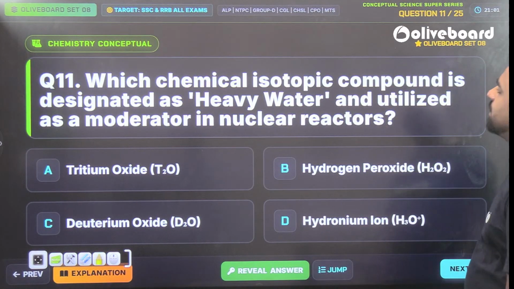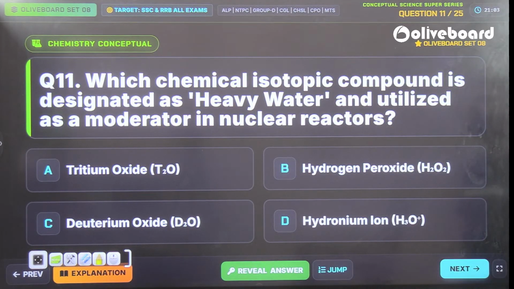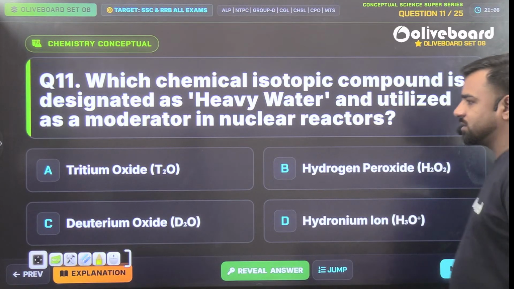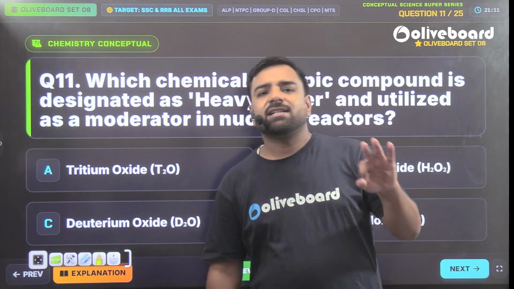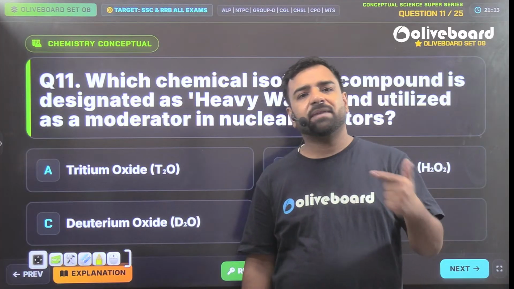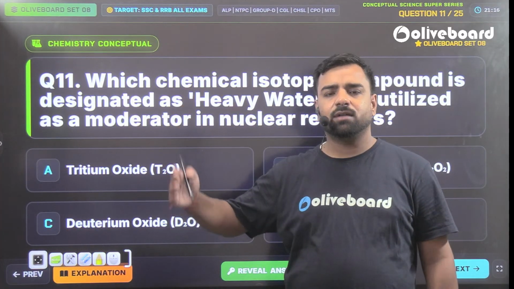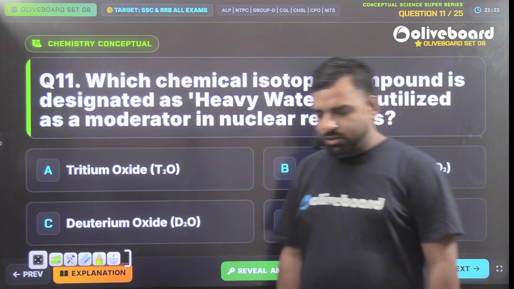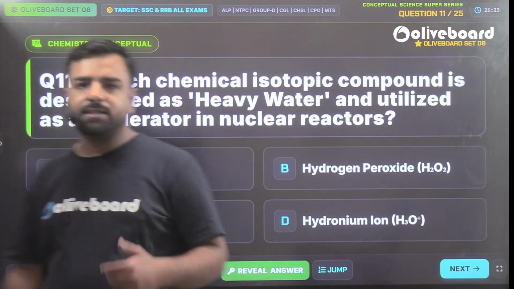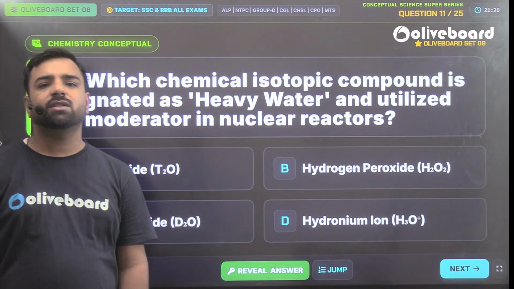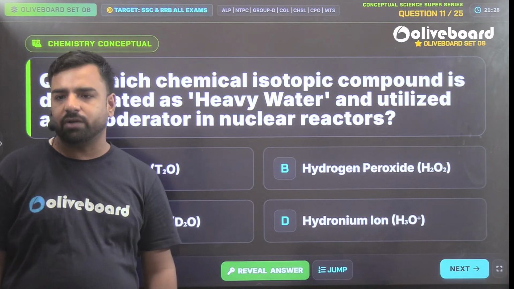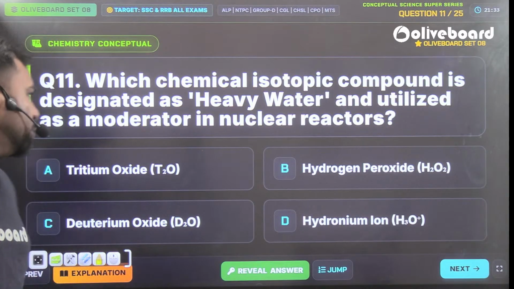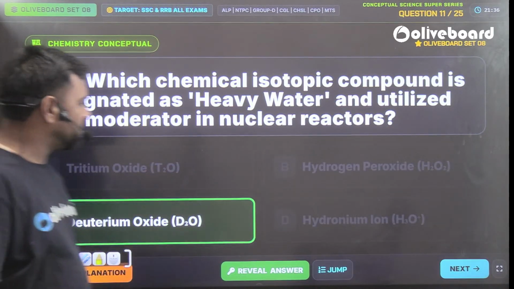Next, which chemical isotopic compound is designated as heavy water and utilized as the moderator in nuclear reactors? Hydrogen has 3 isotopes: protium, deuterium, and tritium. Protium is 1H1, deuterium 2H1, and tritium 3H1. Deuterium oxide, the formula is D2O, that's the heavy water, and it is used in the nuclear reactor as a moderator. So what is the answer? Ankita, Vignesh, Harry, you all are correct here, and D2O, option C, is the correct answer.